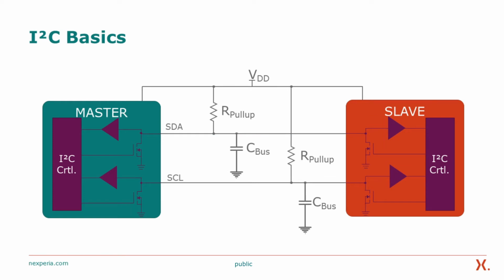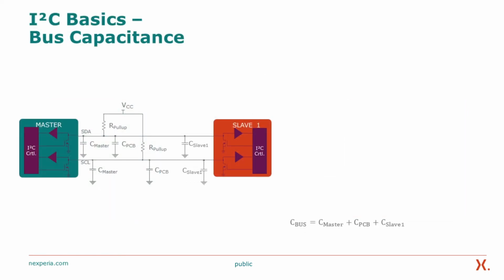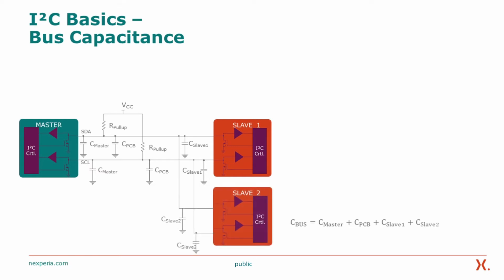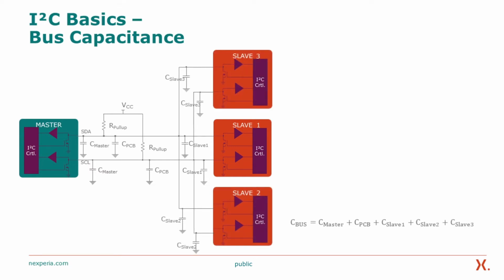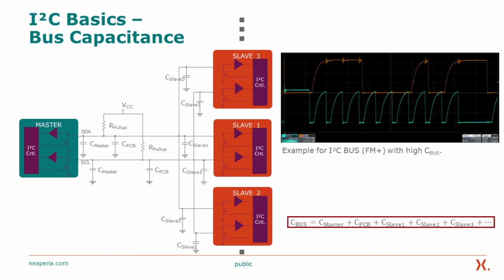Both devices introduce a capacitance to the respective bus line. The bus capacitance can be described as the sum of the capacitance of the master device, the PCB, and the slave device. The more and more slave devices are added, the higher the bus capacitance gets. For 100 kHz and 400 kHz operation, the bus capacitance is limited to 400 pF, and for 1 MHz operation to 550 pF. An example for high bus capacitance in an I²C application can be seen in these scope traces.